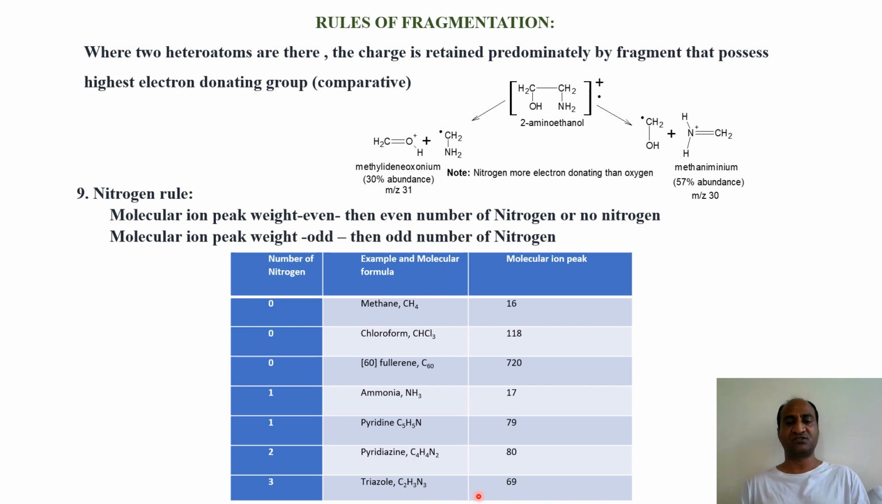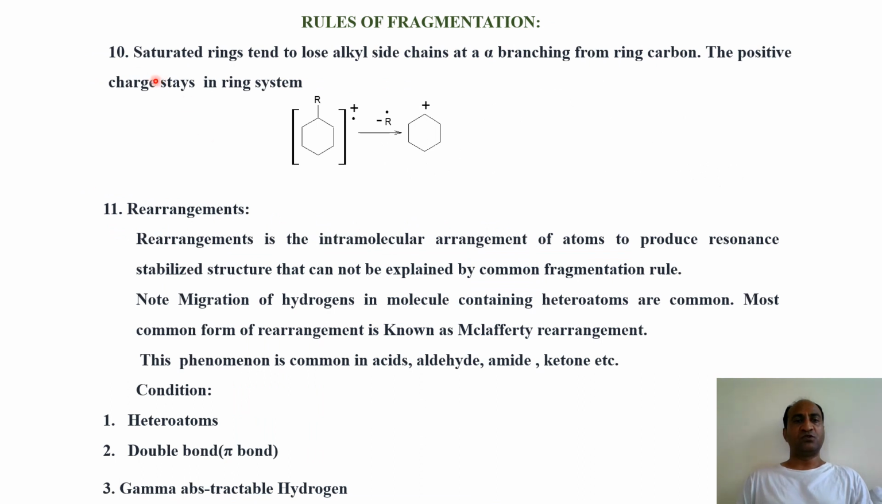Its molecular weight should be odd, that is 69. So this is known as the nitrogen rule. Rule number 10 is for the saturated ring system or the cyclic structure. In this saturated ring system, whenever there is an alkyl substitution, the cleavage is from the alpha position. So this is a carbon center, this R is an alpha group. From this position, there is a removal of the R dot and the cyclic structure will possess a positive charge fragment.